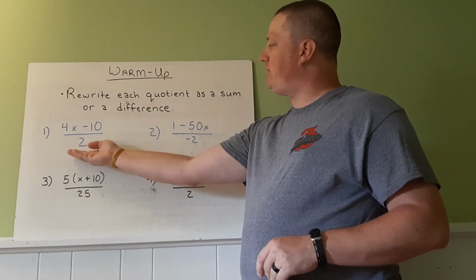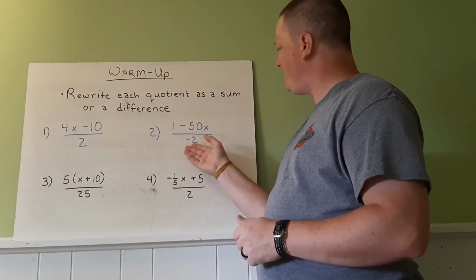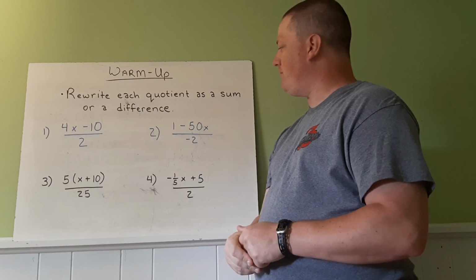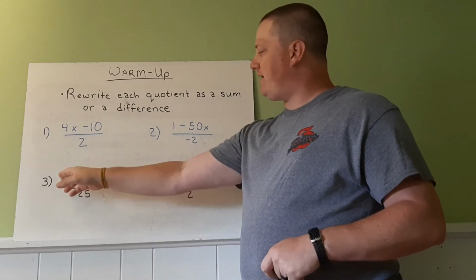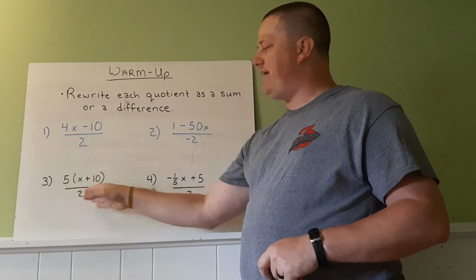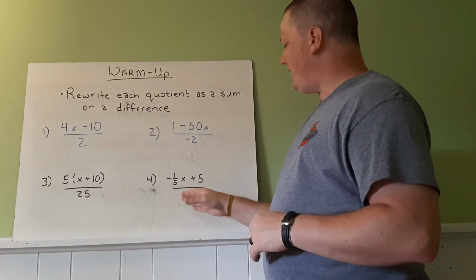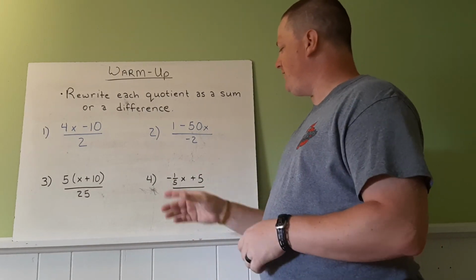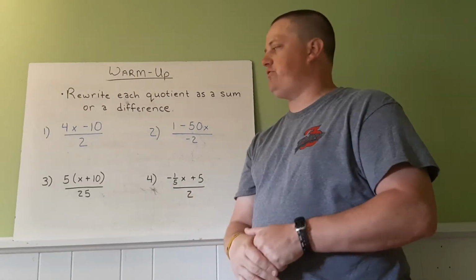So here we need to divide the 2 into both sides. Here we're dividing -2 into both parts. Here we've got to distribute multiplication and then distribute division. And here we're just distributing division. We have a fraction to challenge you a little bit.